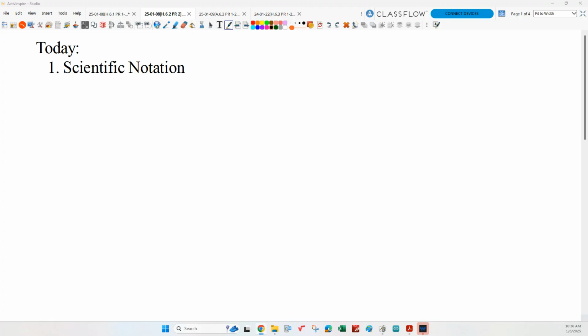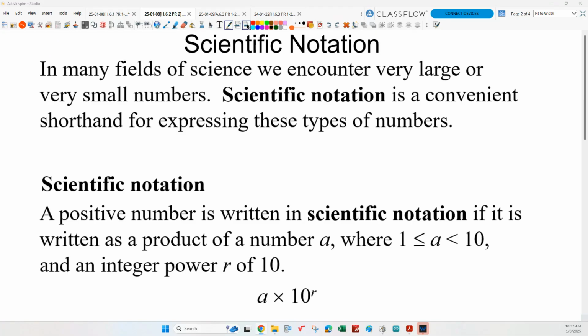Avogadro's number, or something in space, like the mass of Earth in kilograms, or really big numbers that would have lots and lots and lots of zeros. What's an example of a really small number you might deal with? Yeah, maybe the mass of an atom or the mass of an electron or something like that, right? Perfect.